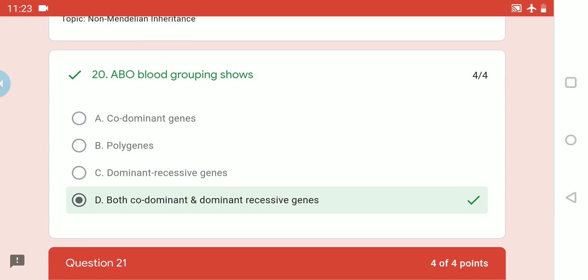So next one, this is very easy. The AB blood grouping shows both codominant and dominant-recessive genes. Yes, you know very well that while we were discussing codominance, I told you about the AB blood group in man, and coat color in rabbit also, which is an example of codominance. And the dominant-recessive genes are also present, small i, do you remember? So those will be considered recessive.